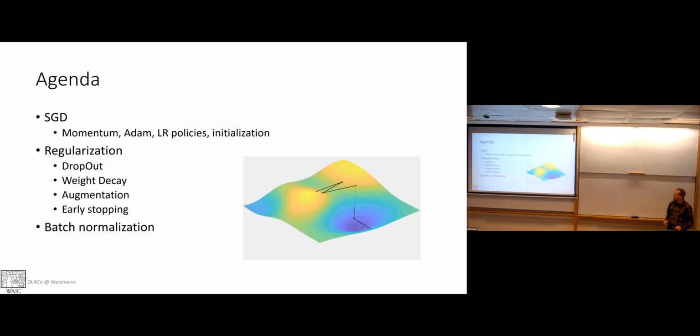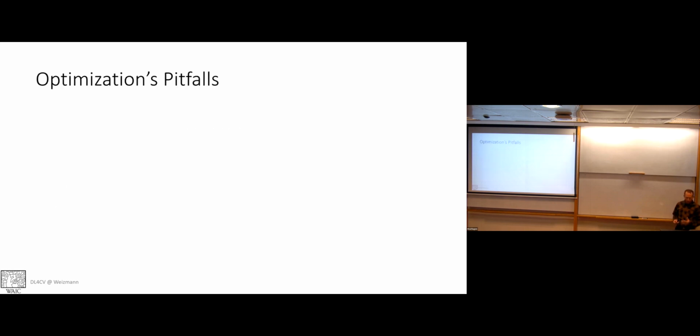Okay, so we talked about details of stochastic gradient descent, different momentum, different optimizers, how to initialize. Let's move on to other subjects, how to control the optimization and the function that we get. So what can go wrong when we optimize?